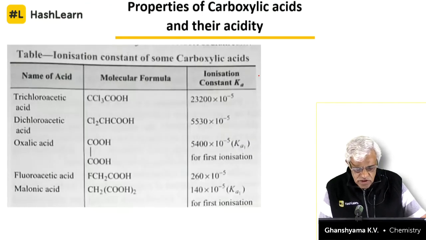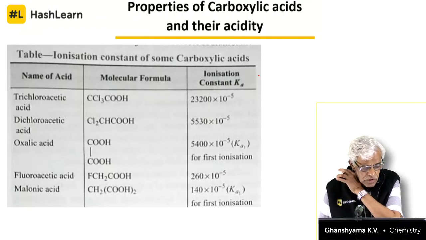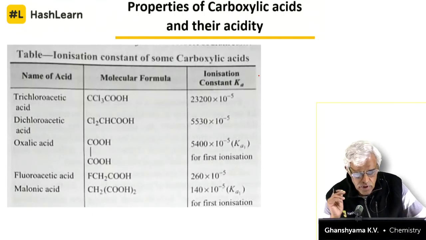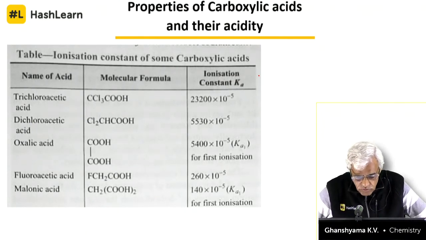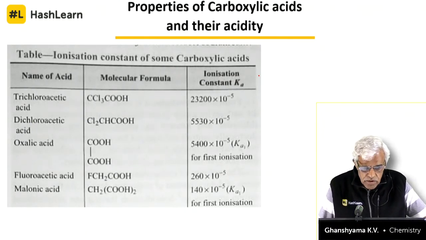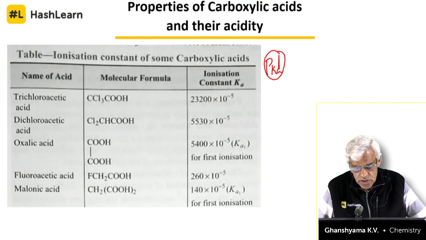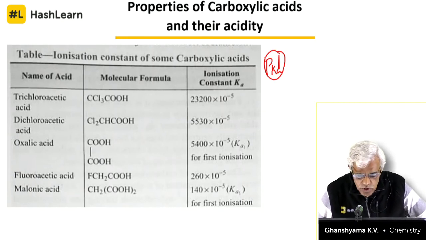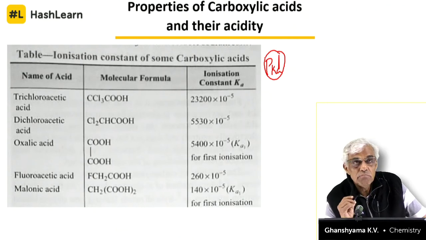See here, trichloroacetic acid is a very strong acid. Its value of Ka and pKa are inversely related. If pKa is higher and higher, weaker is the acid, because pKa is equal to minus logarithm of Ka. See here the values.